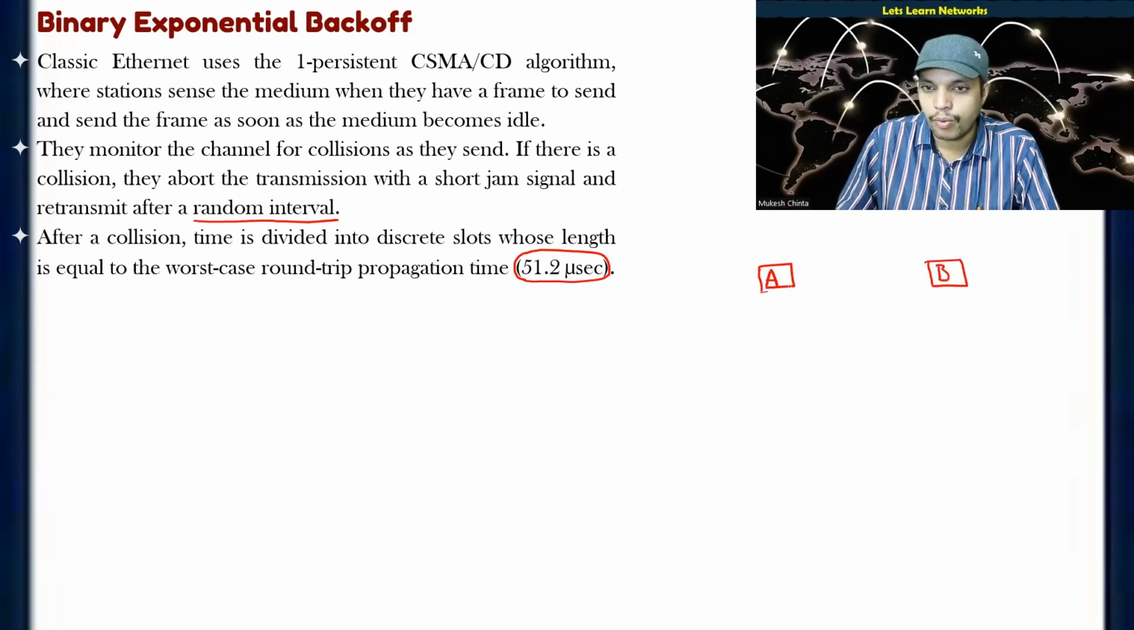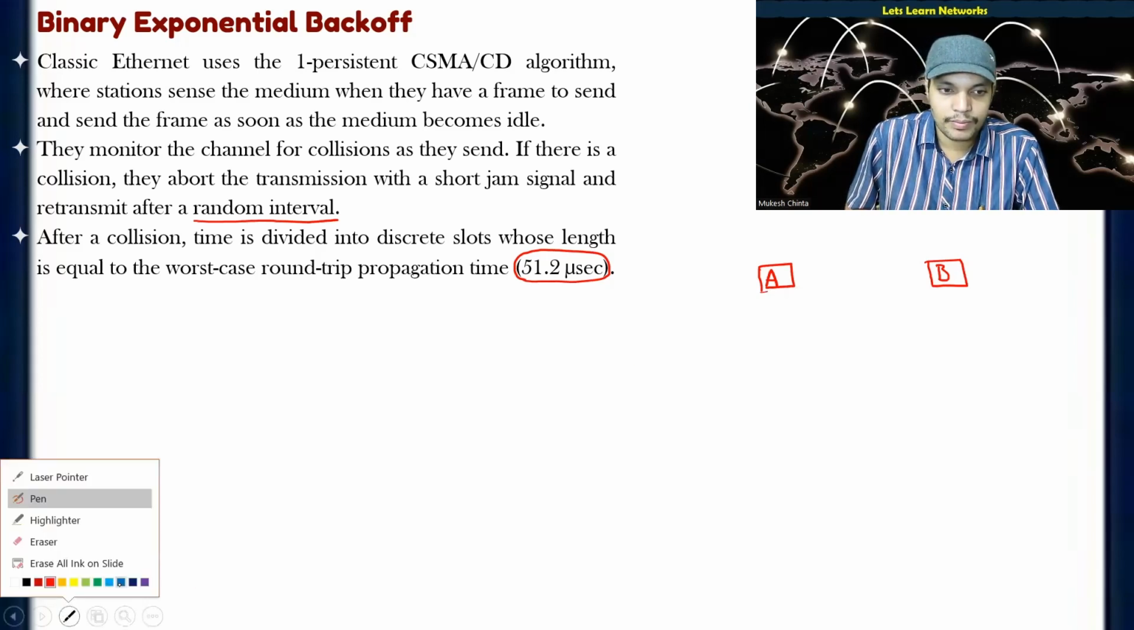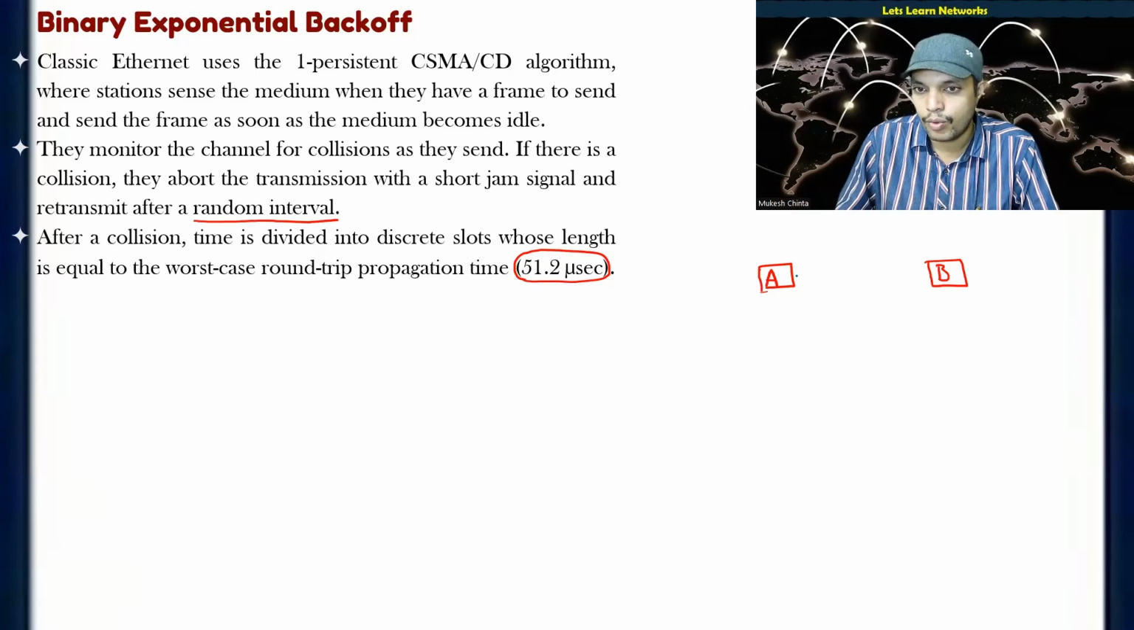Now initially both of them try to sense the medium at the same time, and both of them sense the medium to be idle and both of them transmit. So when both try to transmit, what happens? A collision happens in between. And this collision is heard both by A and B.